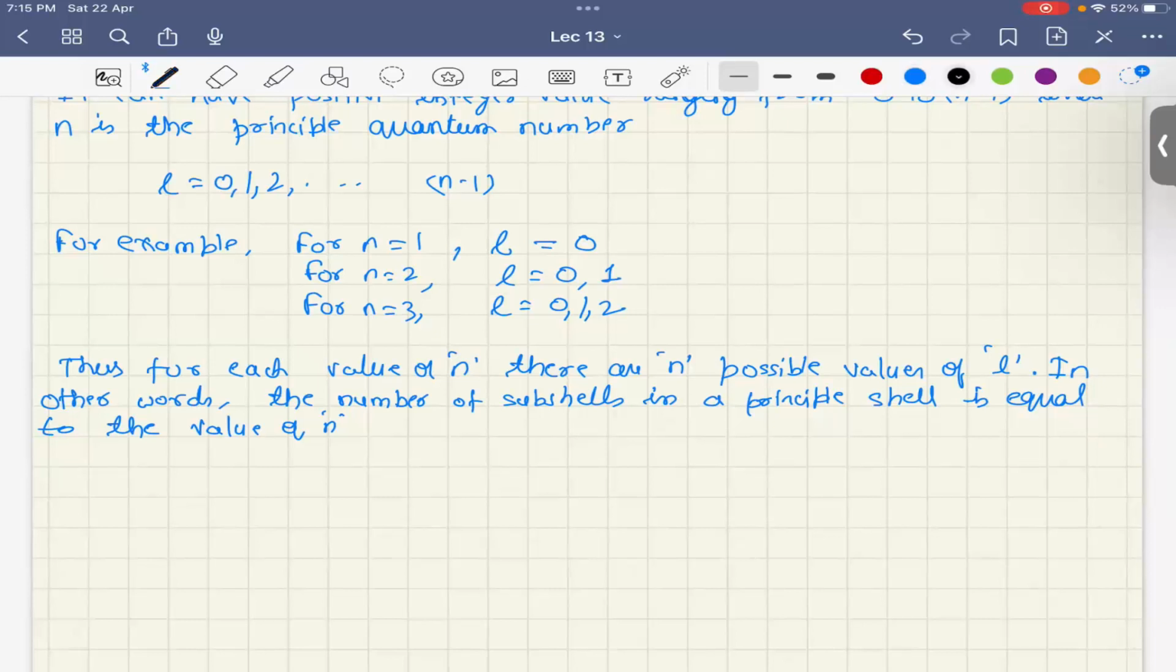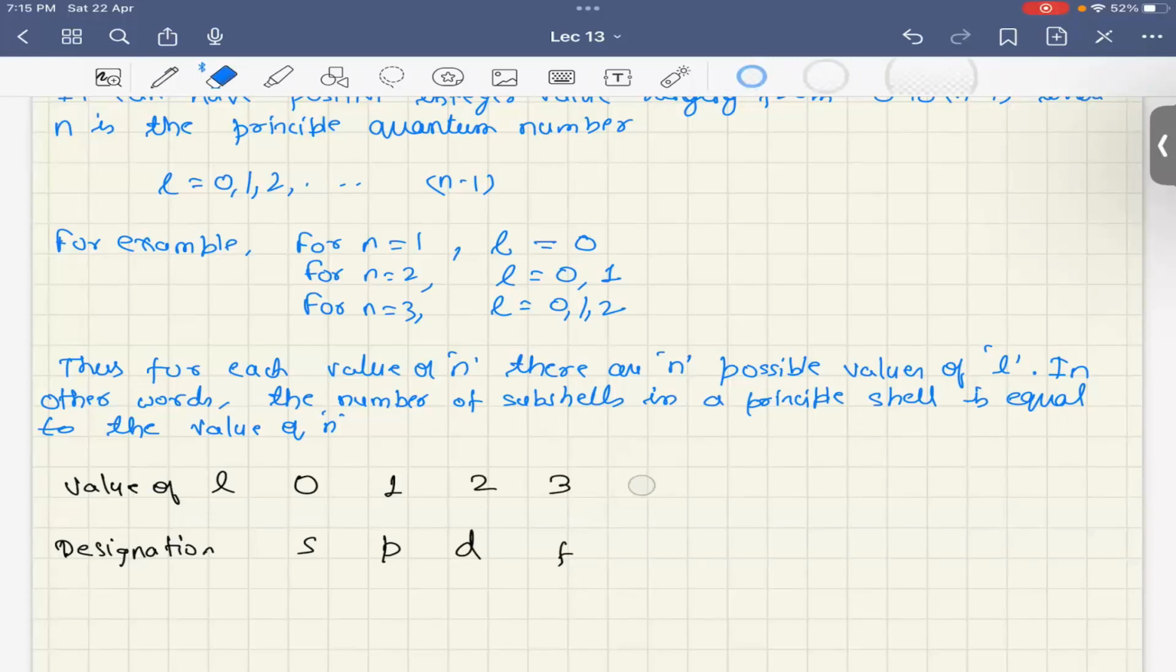So let us understand this. What we have is the value of L and the designation. If we have a value of 0, we call it s, and this is a small letter. For 1, we call it p; for 2, we call it d. If the value is 3, we call it f. If it is 4, we designate it as g. If it is 5, then h, and so on and so forth. So this is the numeric representation of L, and this is the alphabetic representation of L.